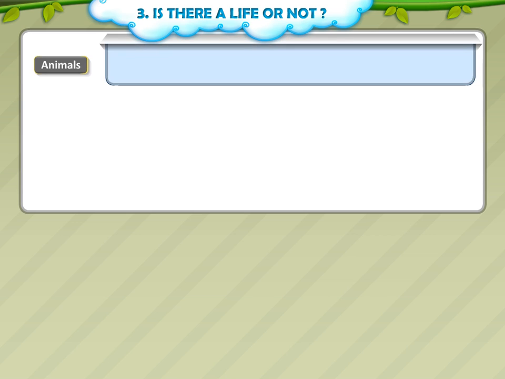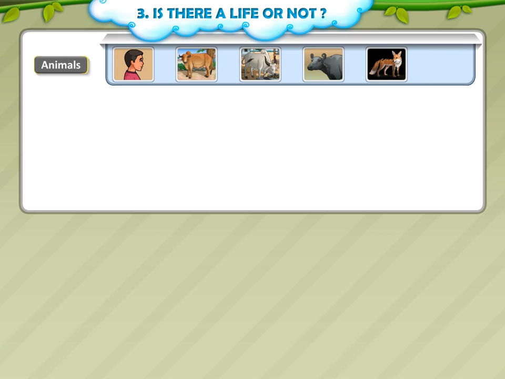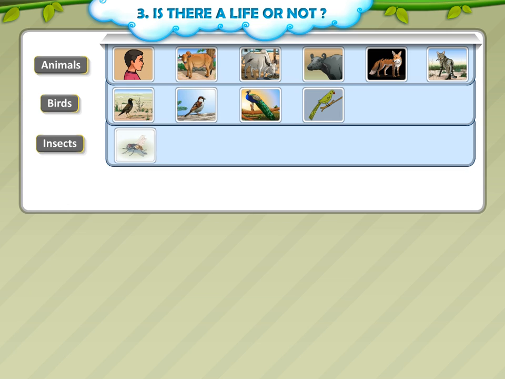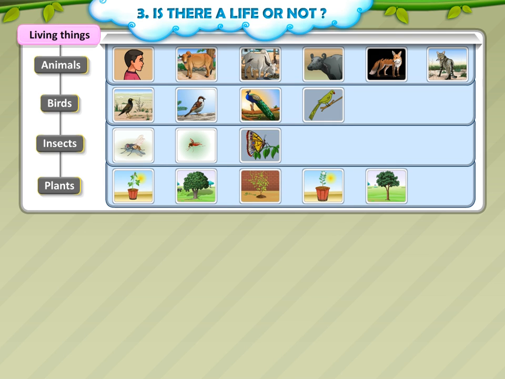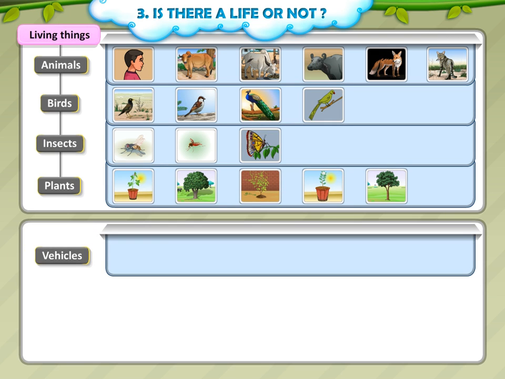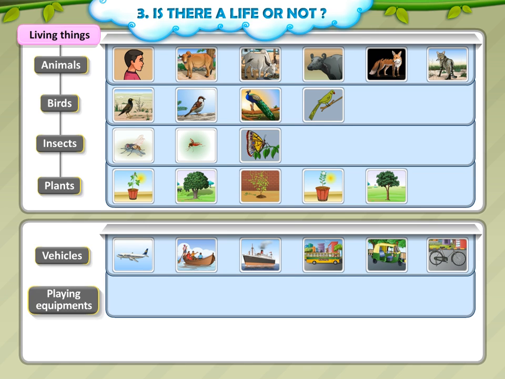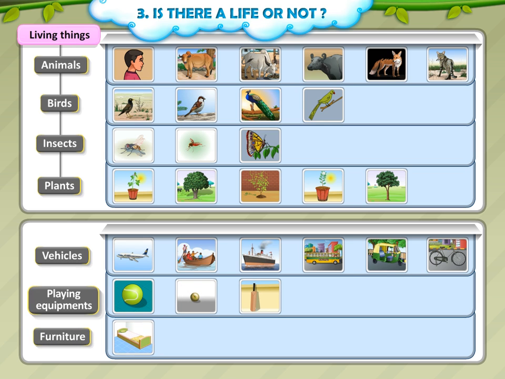Thus, all animals, like human beings, cow, bullock, buffalo, fox, cat, all birds like myna, sparrow, peacock, parrot, all insects like housefly, mosquito, butterfly, and all plants are living things, while vehicles like aeroplane, boat, steamer, bus, rickshaw, cycle, playing equipment like ball, marbles, bat, and furniture like bed, table, and chair are non-living things.